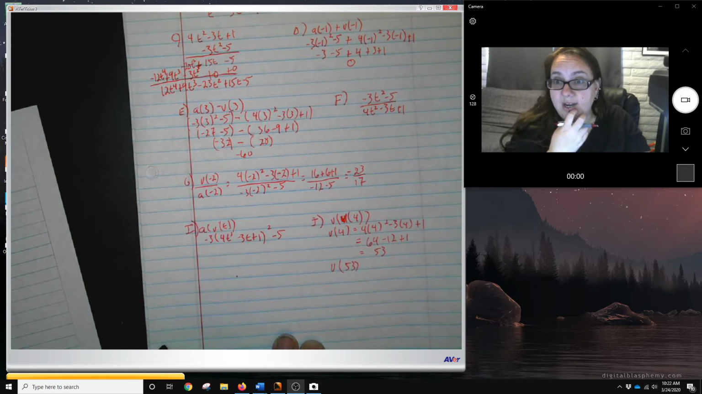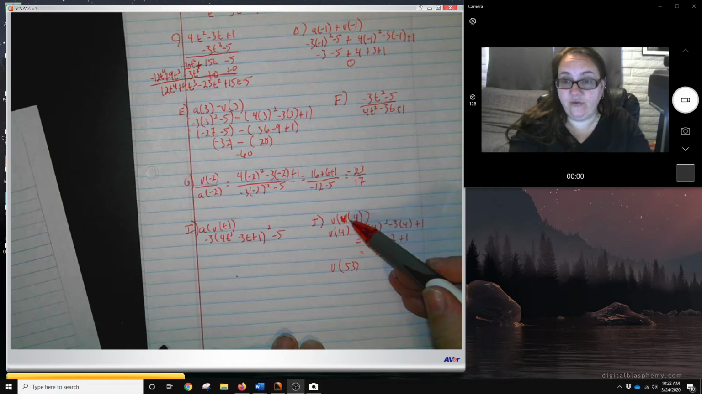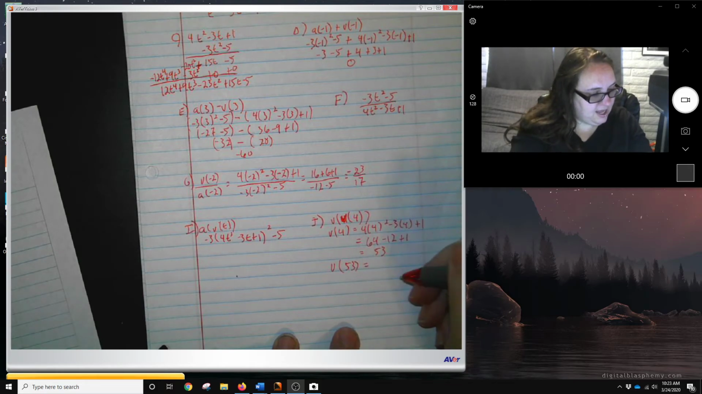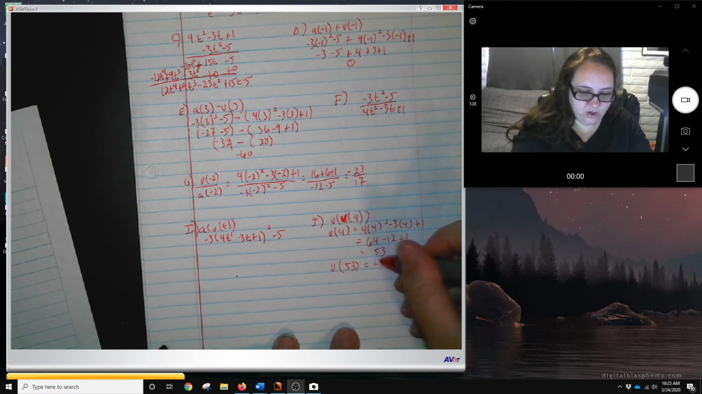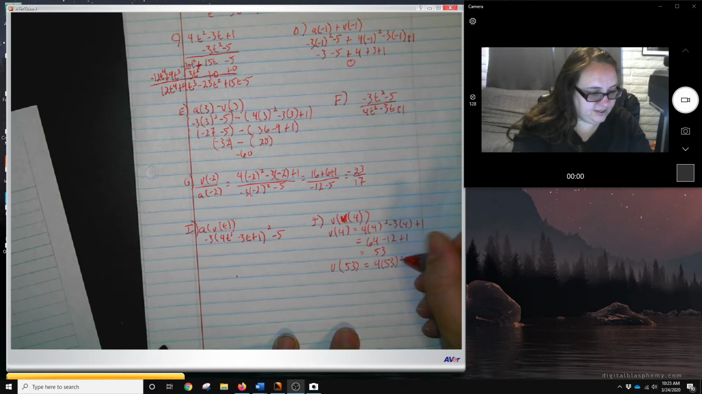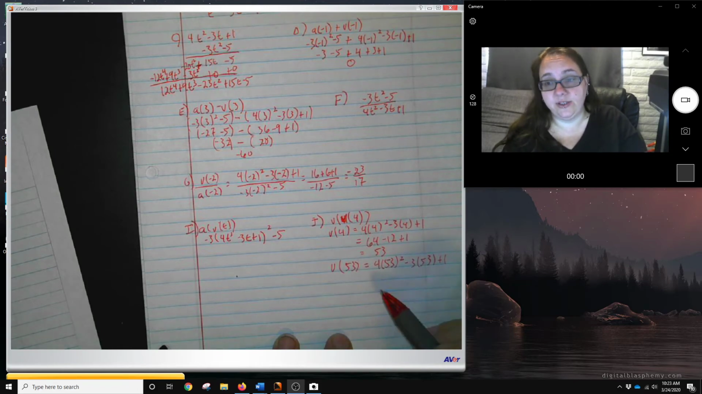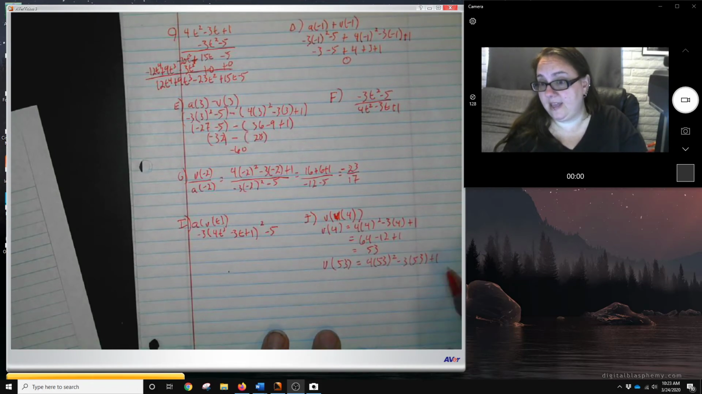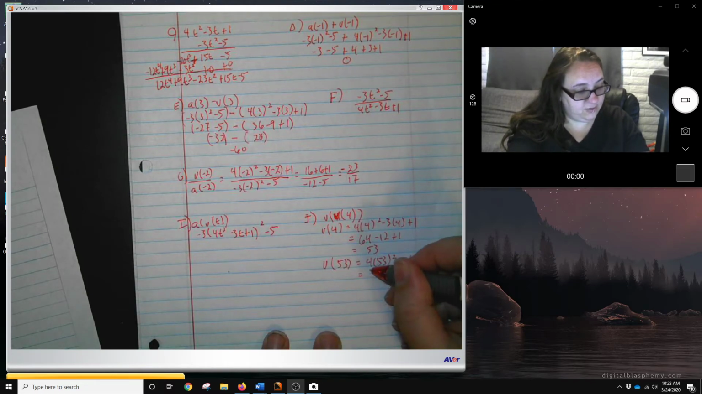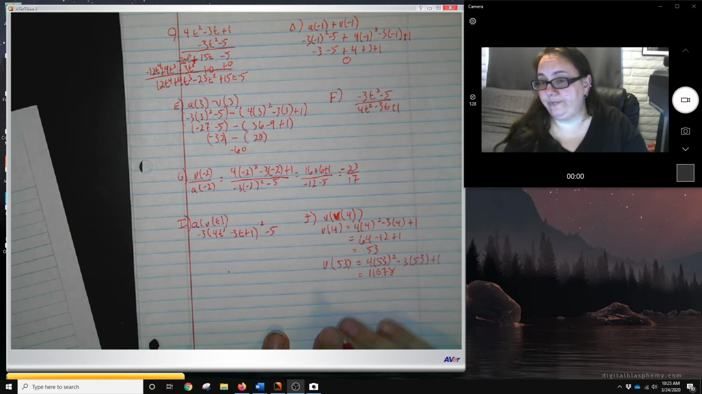Since V of 4 is 53, we replace this V of 4 with 53. And that becomes 4 times 53 squared minus 3 times 53 plus 1. And I promise you that whenever I do this, I just put that in the calculator exactly like you see it. And when I do, I get 11078. Okay?